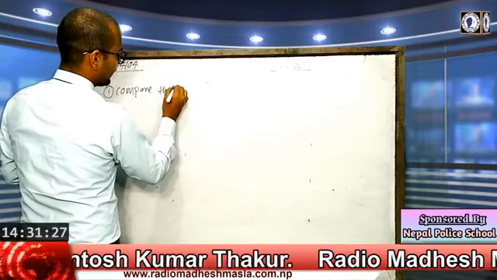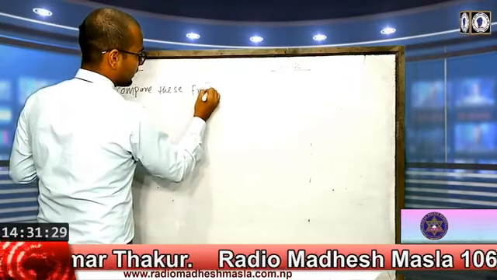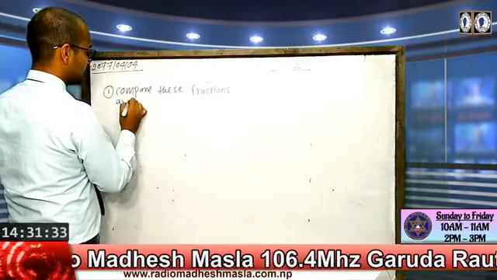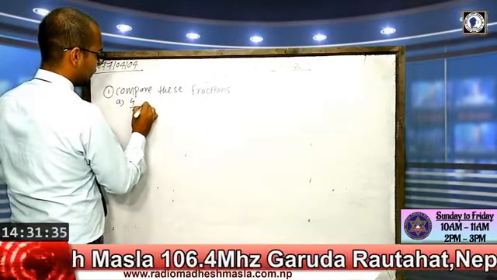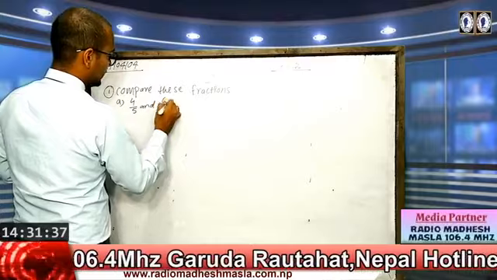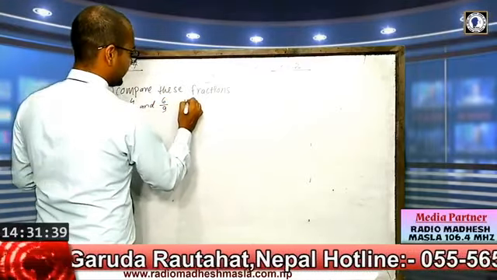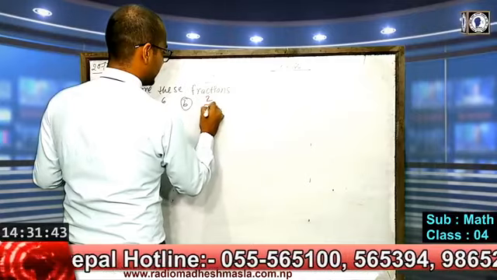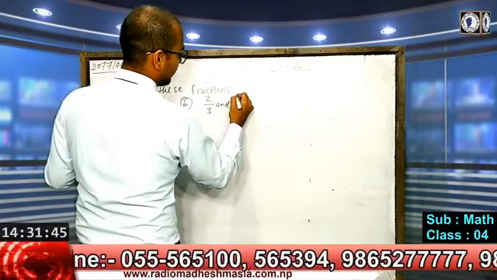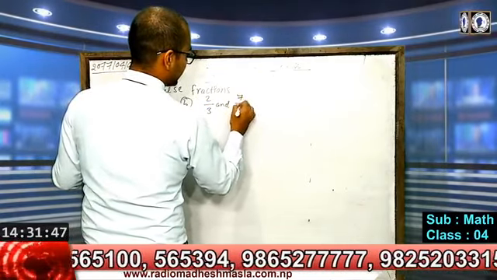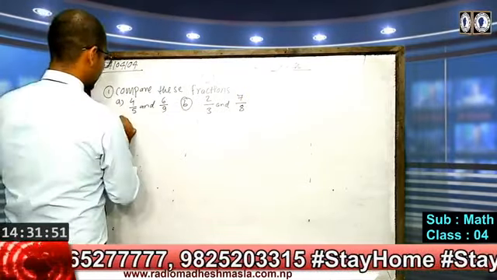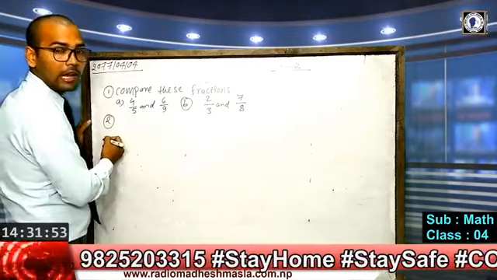Your first homework is to compare these fractions. Your first question is 4/5 and 6/9. Question B is 2/3 and 7/8.